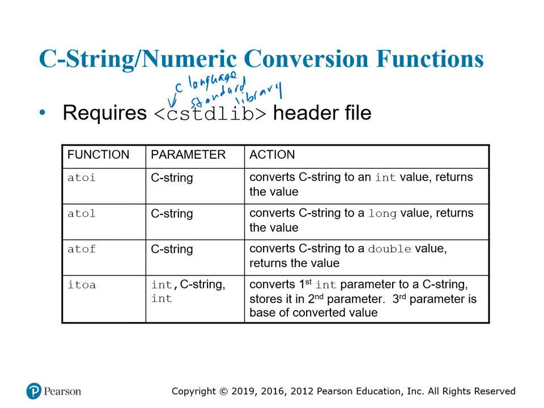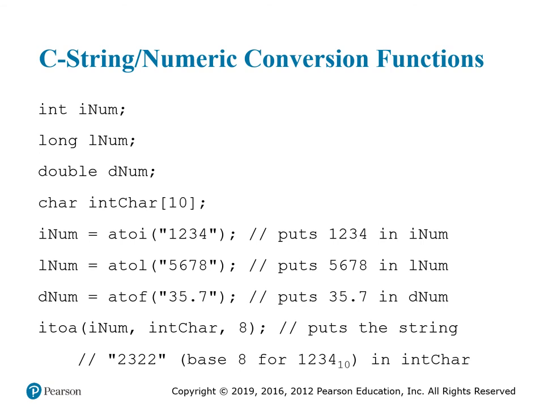Okay. A to I, A means alpha, an alphabetic string. So A to I converts a string to an integer. A to L converts a string to a long. A to F converts a string to a float, but it's now a double. They've promoted it to a double. I to A goes backwards, takes an integer and converts it to text. And it allows you to tell it what base you're converting in. So itoa(inum, cstr, 8) takes inum, which is 1234, and converts it to base 8, which is 2322. So if you ever want to know the base 8 or the base 16 or something of one of your numbers, you can always do that.